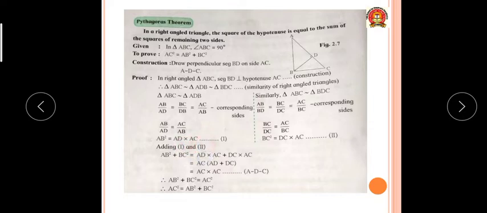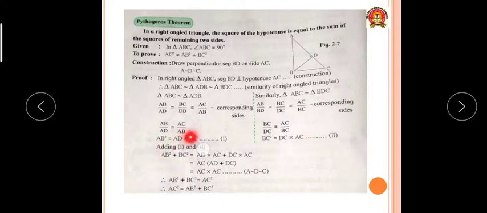Similarly, take ABC with BDC. Triangle ABC is similar to BDC, then AB upon BD is equal to BC upon DC is equal to AC upon BC. These are the corresponding sides of similar triangles. Therefore, BC upon DC is equal to AC upon BC. So, BC square is equal to DC into AC.